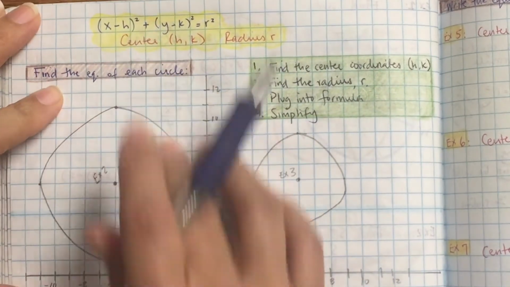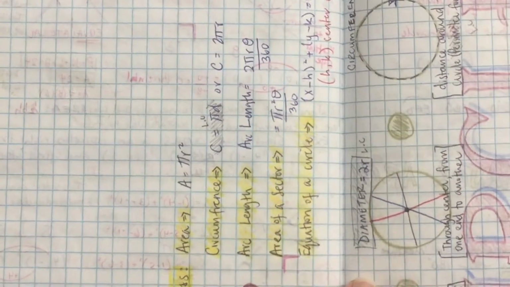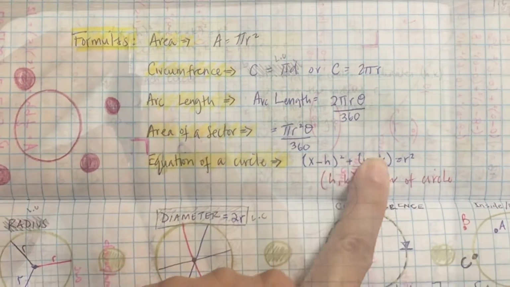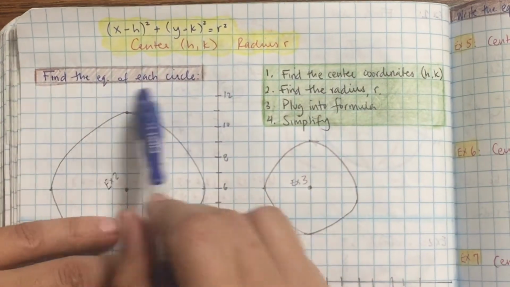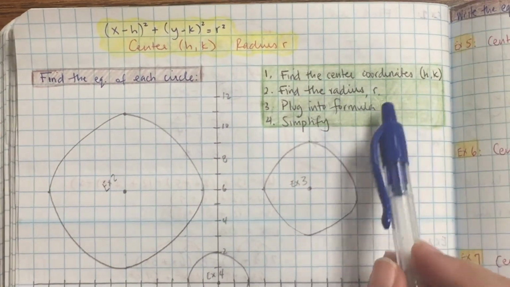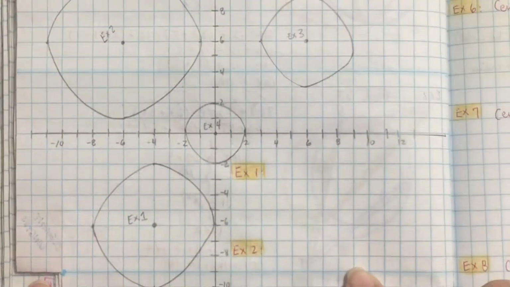Alright, so this is an equation of a circle, and we covered this when we did the introduction. It is part of the formulas you'll be given. The only thing they won't tell you is that h and k is the center. Alright, so find the equation of each of these circles. So first thing you need to do is find the center coordinates, h, k.